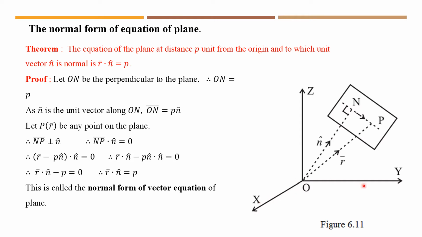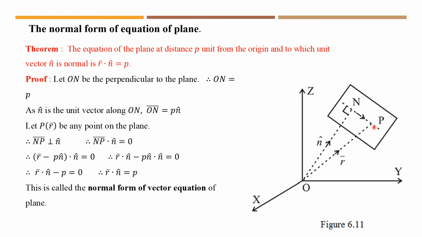In three-dimensional geometry, take the x-axis, y-axis, z-axis. There is a plane. We have to give a plane at a distance p unit from the origin. Proof. Let ON be perpendicular to the plane. Then ON distance is equal to p. From the origin, here is ON perpendicular and this distance is p.